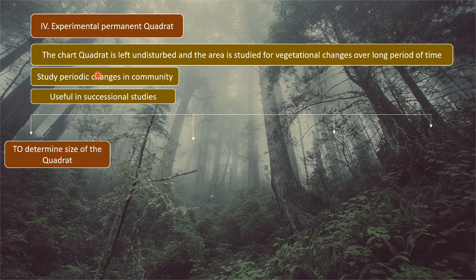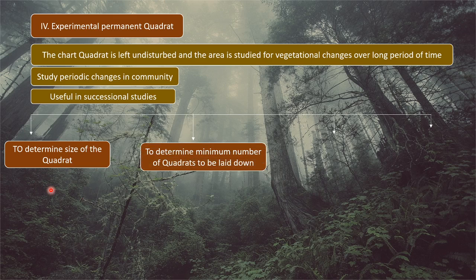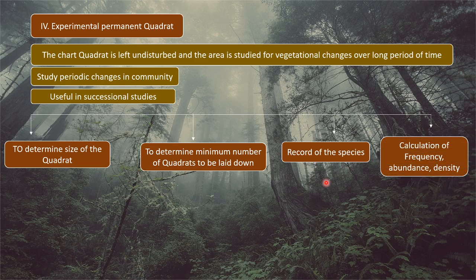So 4 things we need to do for an experimental permanent quadrat. First, I need to determine the size of the quadrat, that is, what is the size of the quadrat that has to be calculated. Then second is to determine the minimum number of quadrats, that is, how many quadrats do I have to keep. Do I have to keep 3 quadrats? Do I have to keep 10 quadrats? So I need to decide on a minimum number, and then I need to keep on recording the species present there, and then the calculation of frequency, abundance and density of that species is done.